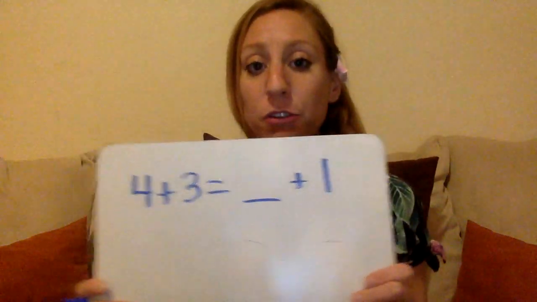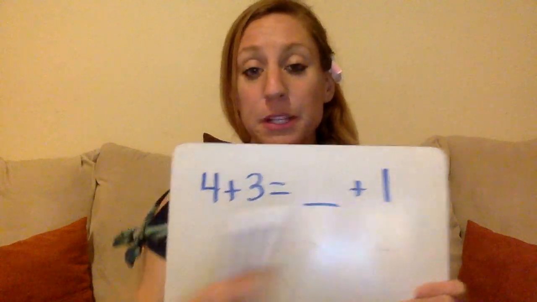Okay, one more thing for us to cover. So balance both sides. So this one, we have to make both sides equal or balanced. They have to be the same. Remember, the whole side on each side of the equal sign has to be the same all together. Okay, so first one, 4 plus 3 equals blank plus 1.